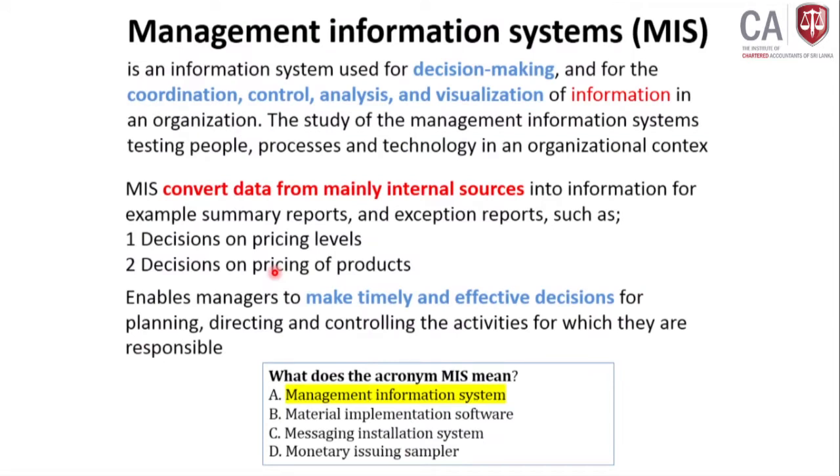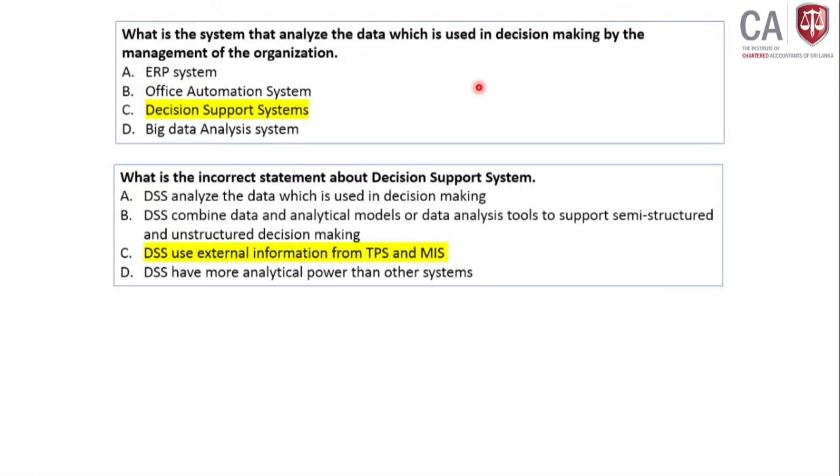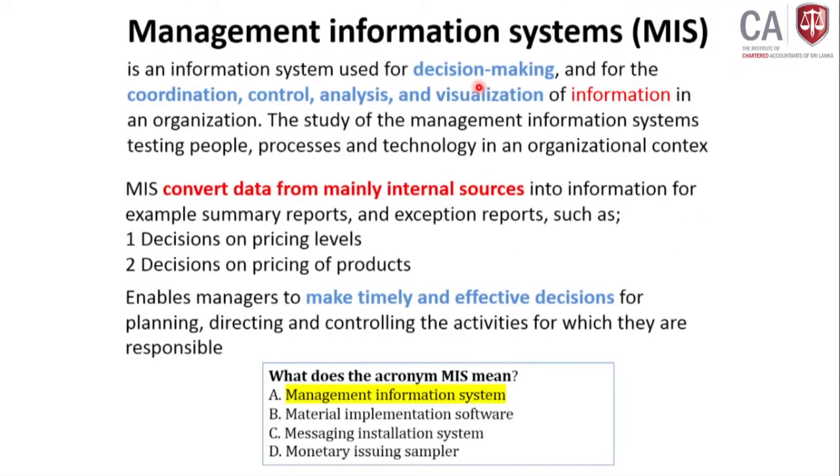MIS, Management Information System. Why do we use this one? It is an information system used for decision making. So earlier systems also were used for decision making. This also is used for decision making and for the coordination and control, analysis and visualization of information in an organization. MIS converts data from mainly internal sources. That doesn't deal with external sources. That is dealing with the internal sources of information.